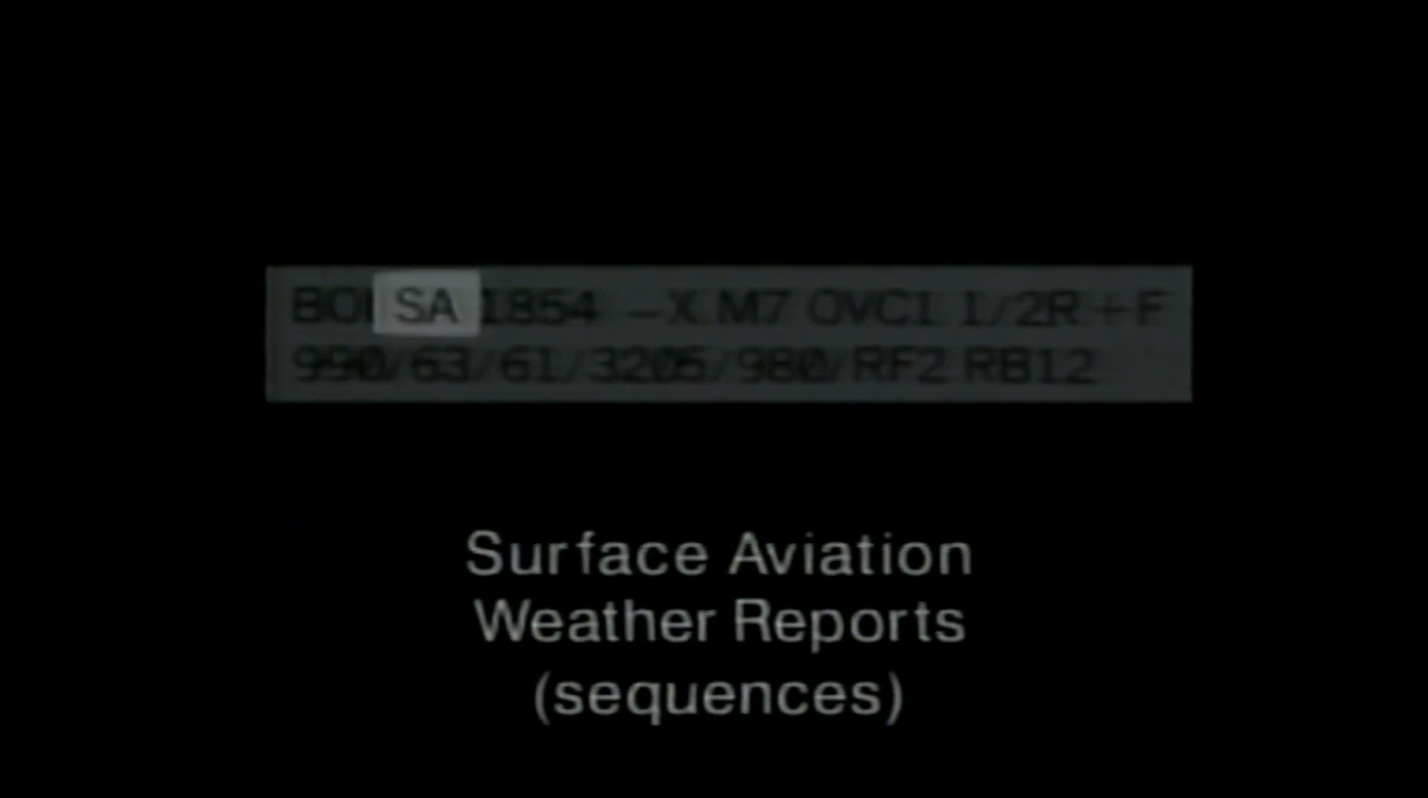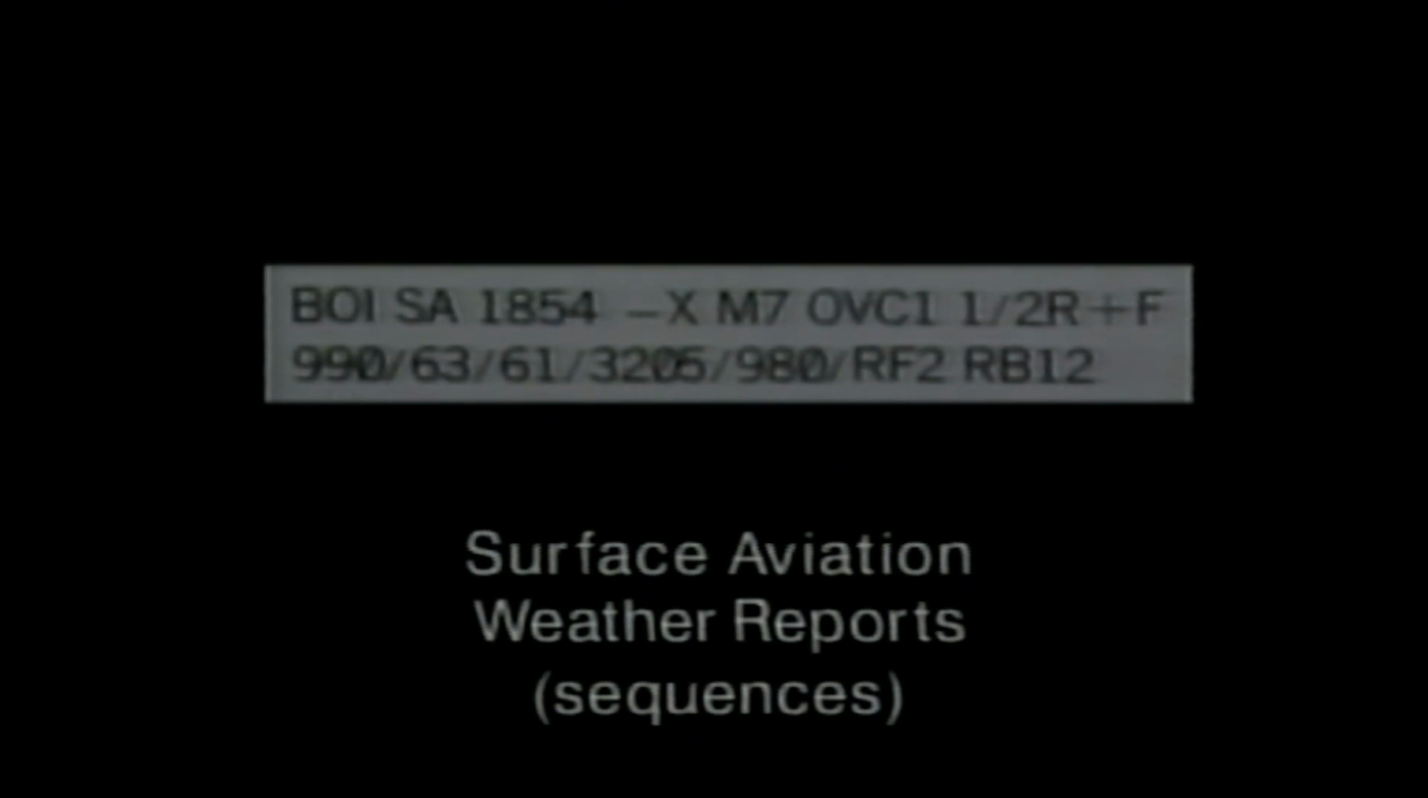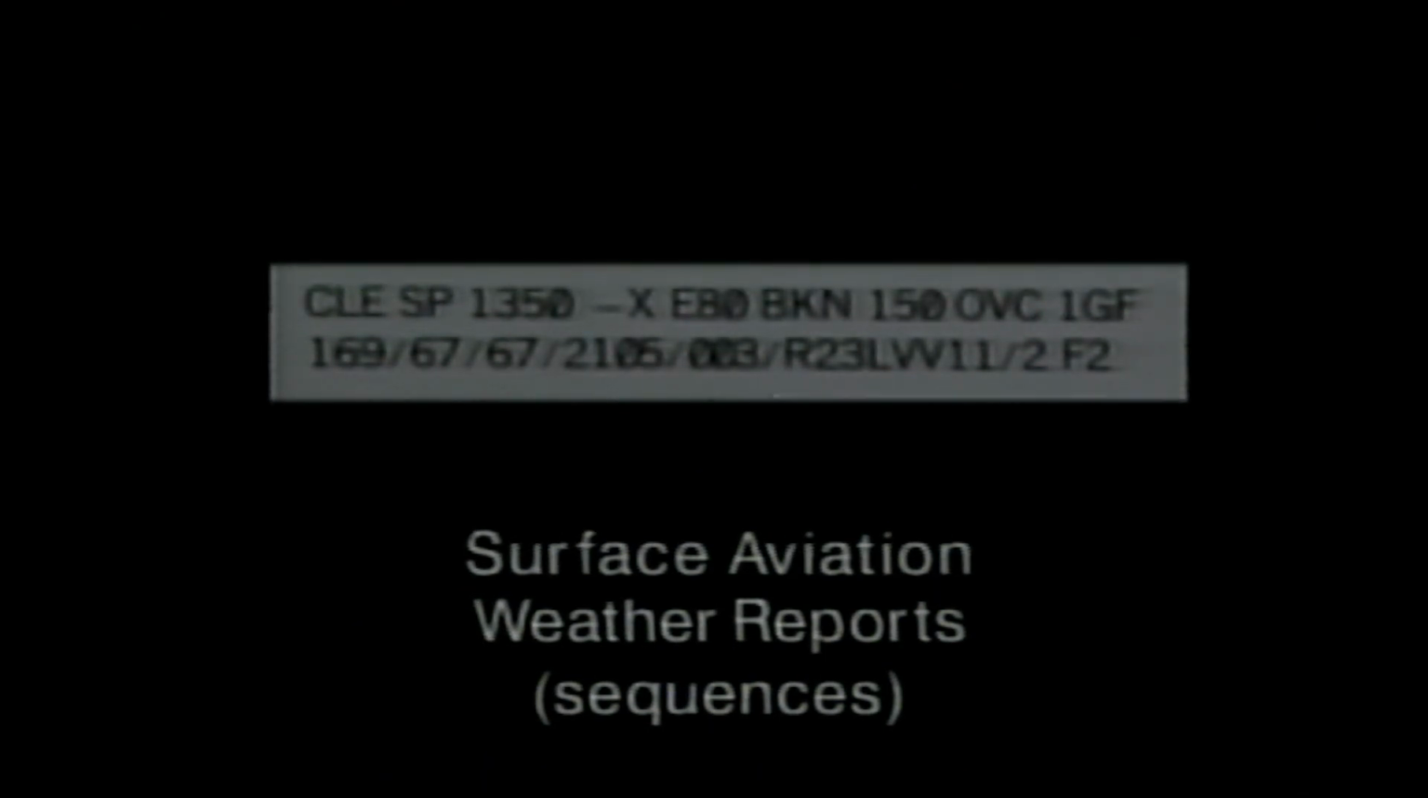SA is the usual hourly record. Observations are usually made around 10 minutes before the hour, so the printed reports are transmitted system-wide by 5 or 10 minutes after the hour. SP, for special, refers to an observation made because the weather has changed significantly.